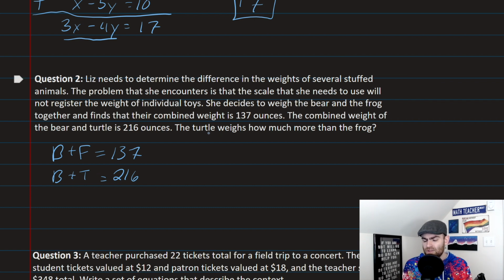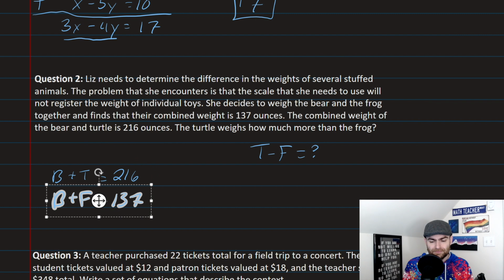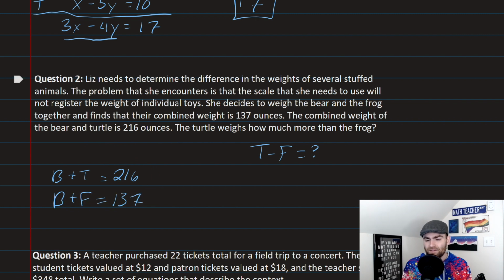So now we need to figure out how much the turtle weighs in comparison to the frog. If I take the turtle's weight and subtract the frog's weight from it, how much is that? So what we're looking for is t minus f is equal to question mark. How can I take these equations and figure that out? Well, if I subtract them as is, I would be doing b minus b, which would be nothing, and f minus t, which isn't t minus f. So what if we flipped these equations? What if I take the top one and flip it to the bottom? Now what happens if I subtract them?